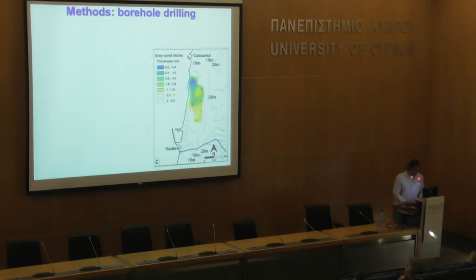Using the lithologies from the existing boreholes, I was able to map through interpolation the extent and also thickness of the gray sediments. I'm presenting it here in this map, and as you can clearly see, it reaches thicknesses of up to 4 meters. Relying upon this map, I chose specific areas to conduct the core drillings. The locations are marked by these circles. And as you can see, they're spread out all across the mapping, the reconstruction of this gray sand facies.